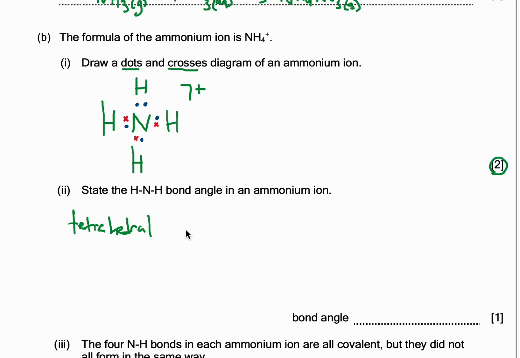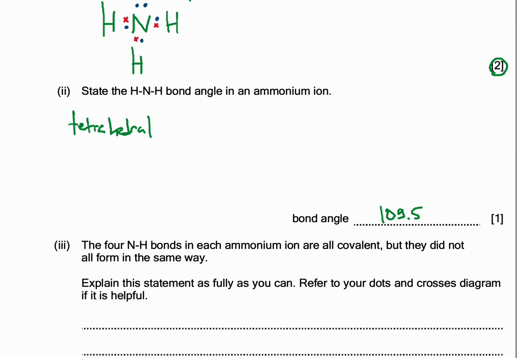In a tetrahedral structure, you must know that the bond angle is 109.5 degrees. 109.5 degrees. So that's 1 point. Next.